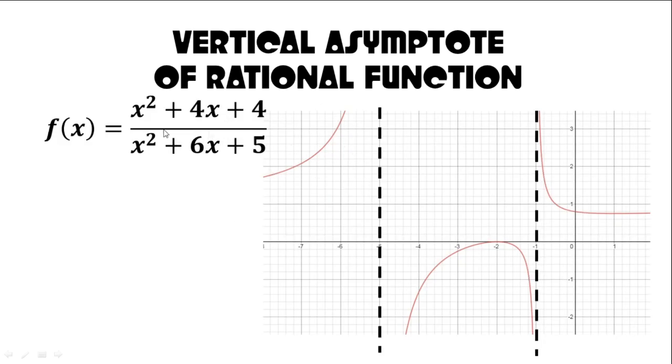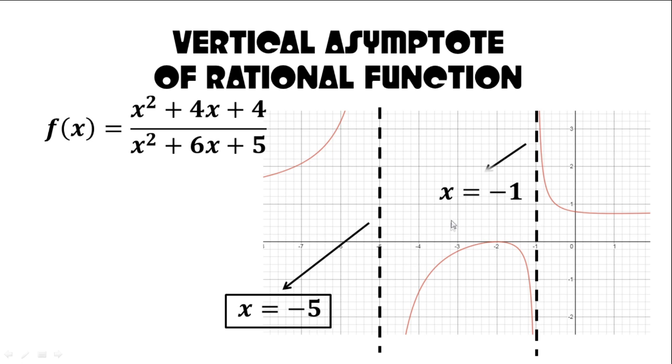And ito yung graph ng rational function na ito. This is yung red part, ito yung graph. And itong dalawang vertical line na ito are the vertical asymptote, which is x is equal to negative 5. So, katapat siya ng negative 5. So, ito naman x is equal to negative 1, katapat ng negative 1.